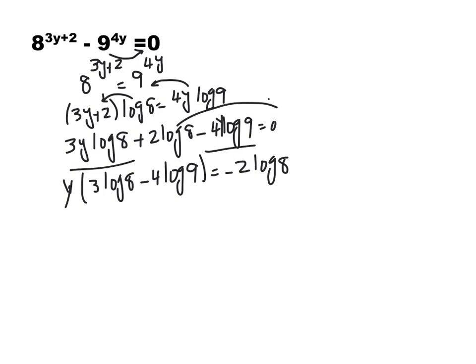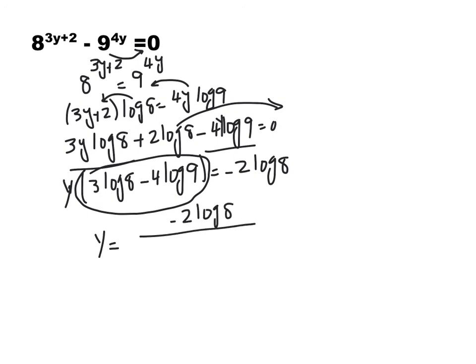I move this to the right and change the sign. Now I divide both sides by this bracket here. So I get y is equal to negative 2 log 8 divided by 3 log 8 minus 4 log 9. If we use our calculator, this is approximately 2.45.